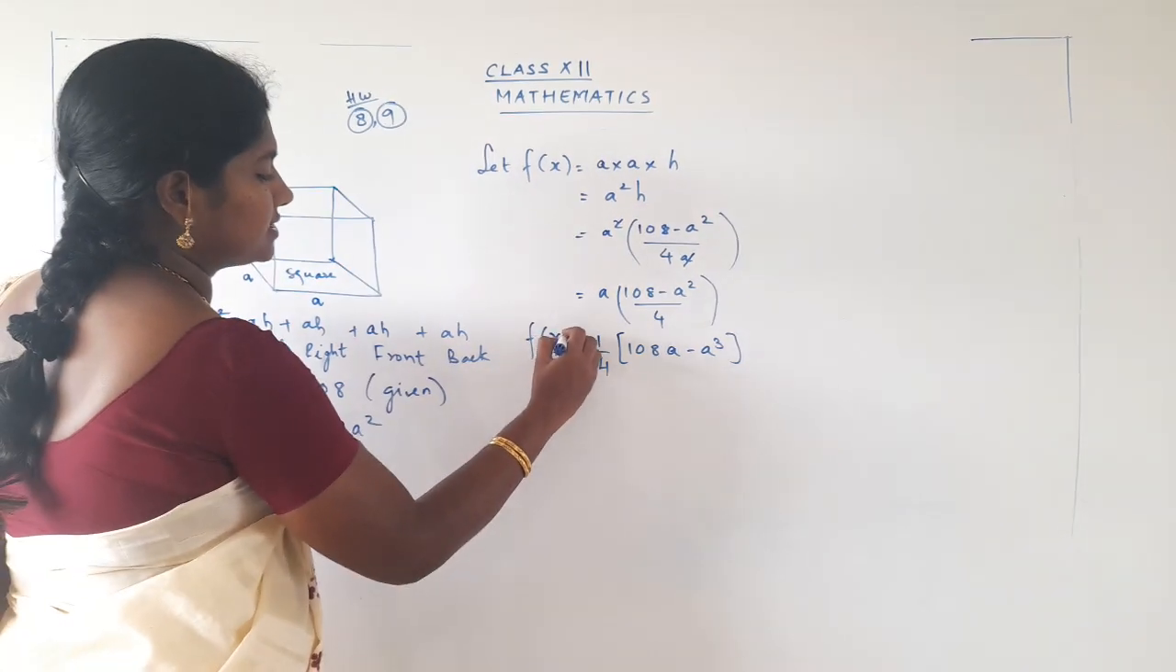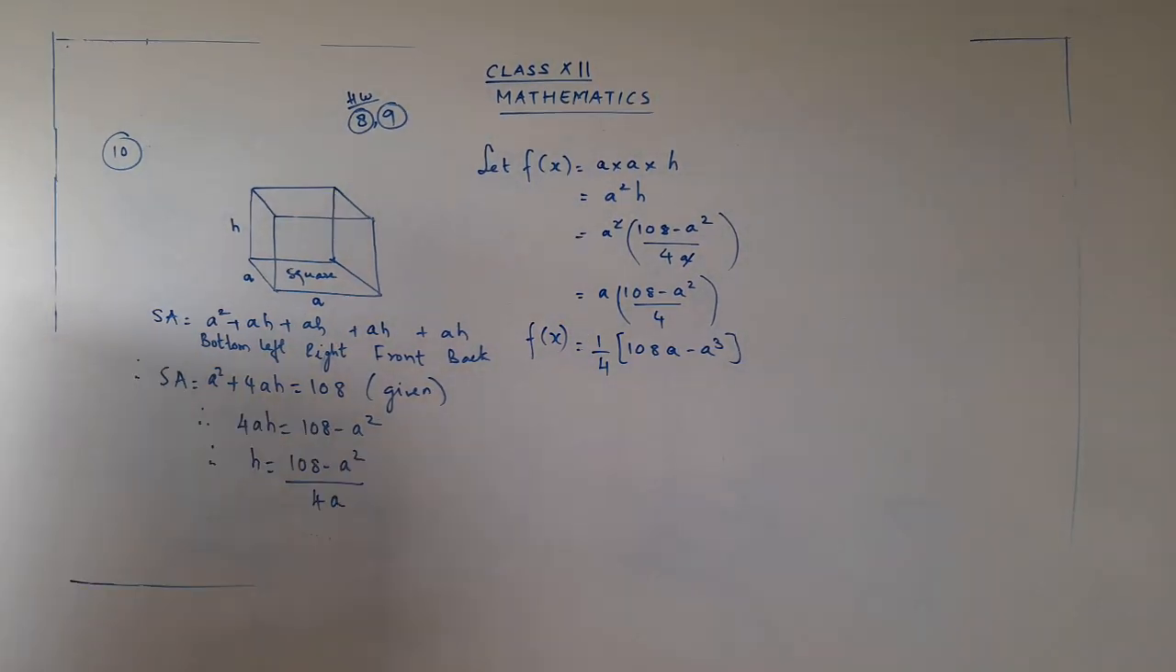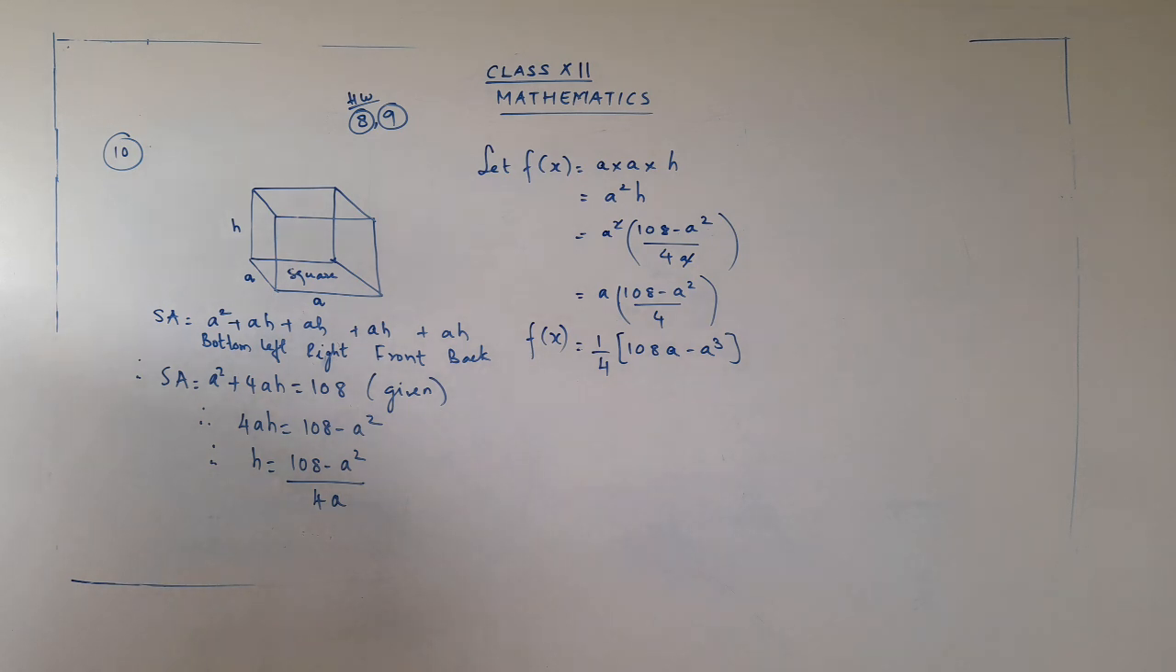So this is our f of x. f of x is equal to 1 upon 4 into 108a minus a cube. I hope you are clear till this step, children. So we have just completed the function part also. So now what is the next step we have to do here? Yes, we have to find out f dash x.